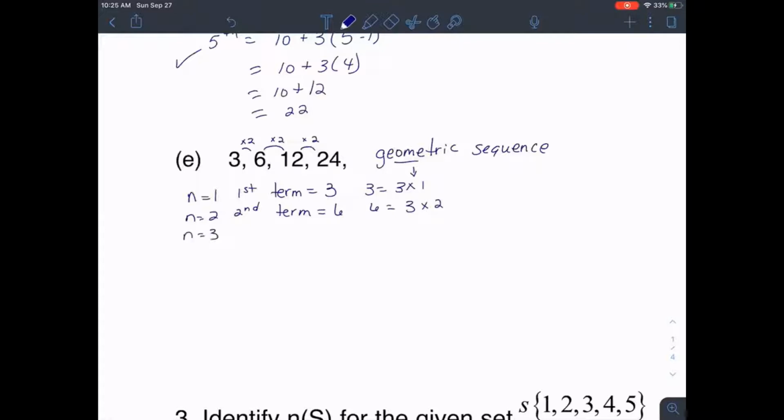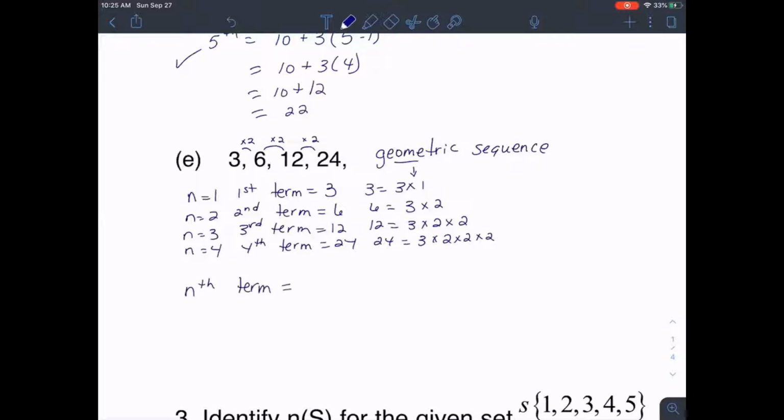For our third term, we have 12. 12 is going to be equal to 3, our starting number, times 2, our difference, times 2, our difference. Our fourth term is going to be equal to 24. 24 is going to be equal to our starting number times our difference times our difference times our difference. All right, so let's see if we can find the nth term.